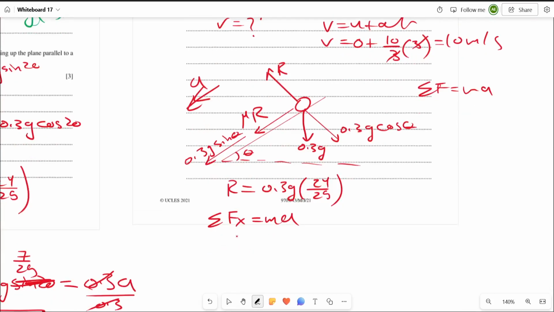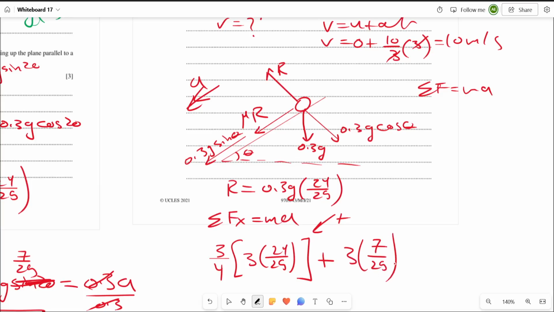So now sigma F in the x direction is going to equal mass times acceleration. Which direction should I take positive here? If you told me up the plane, I'll tell you you're wrong. Since acceleration is down the plane, down the plane is going to be the positive direction. So any force that's pointing down is positive. So mu, which is 3 over 4, times R, which is 0.3 times 10 is 3, times 24 over 25. That is mu R, and then plus, because this is also down the plane, 3 times sine theta, which is 7 over 25. This is the sigma F.